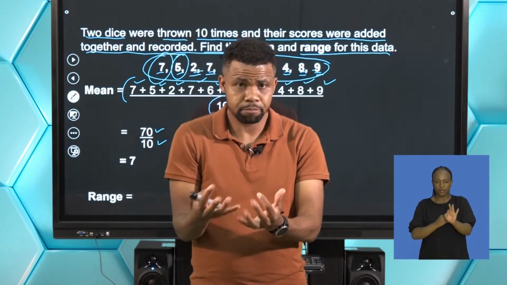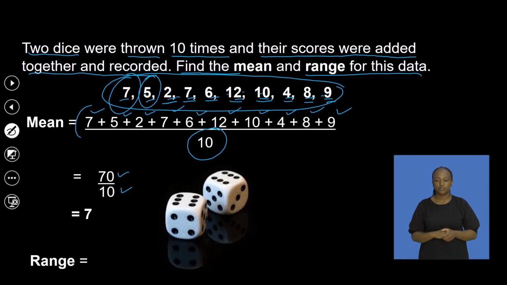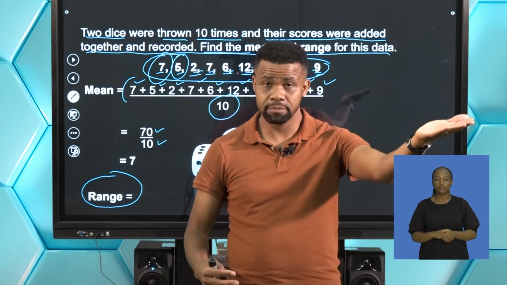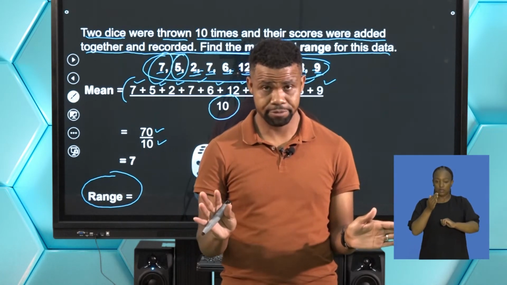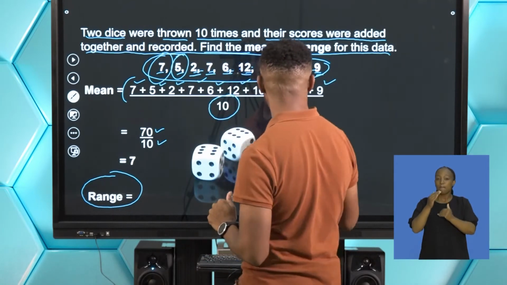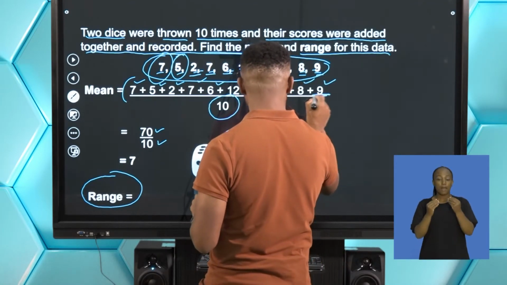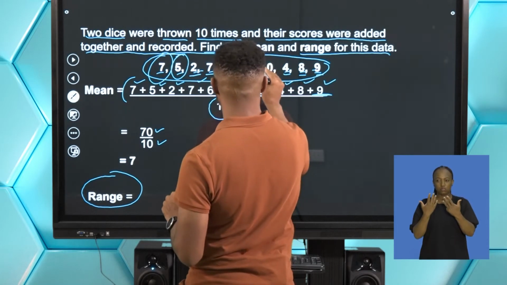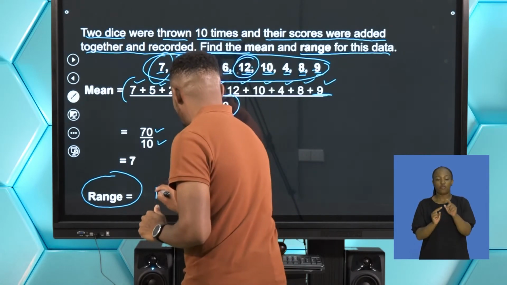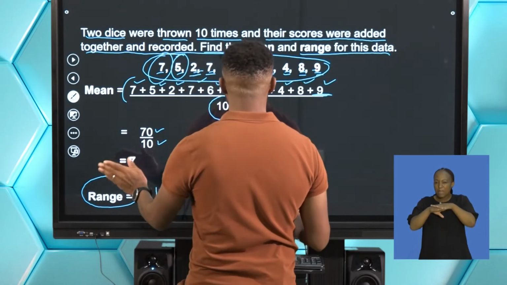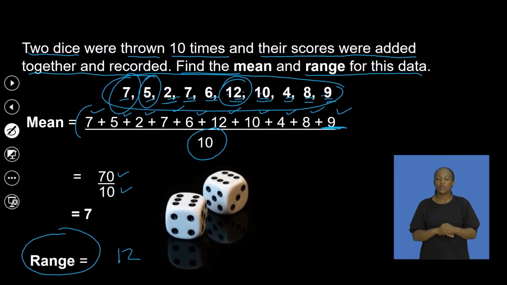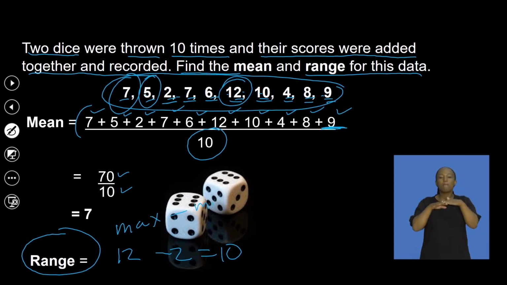Okay? Now, what is the range? The range is the maximum minus the minimum value. So what is the maximum value here? The maximum value is 12. And what is the minimum? The minimum is the smallest, which is 2. So the maximum minus the minimum value, 12 minus 2, which is 10, is the range.